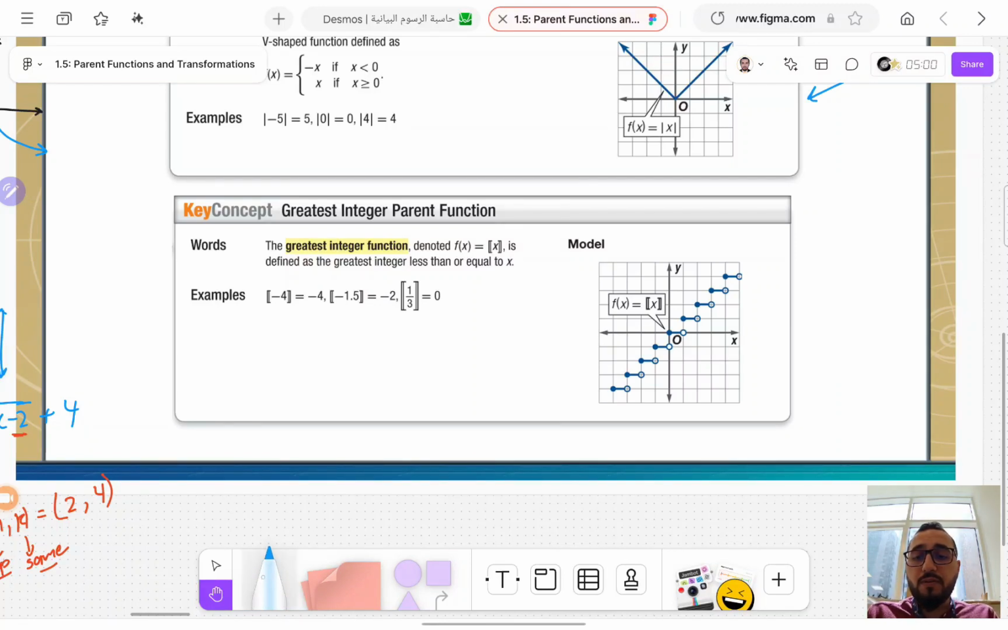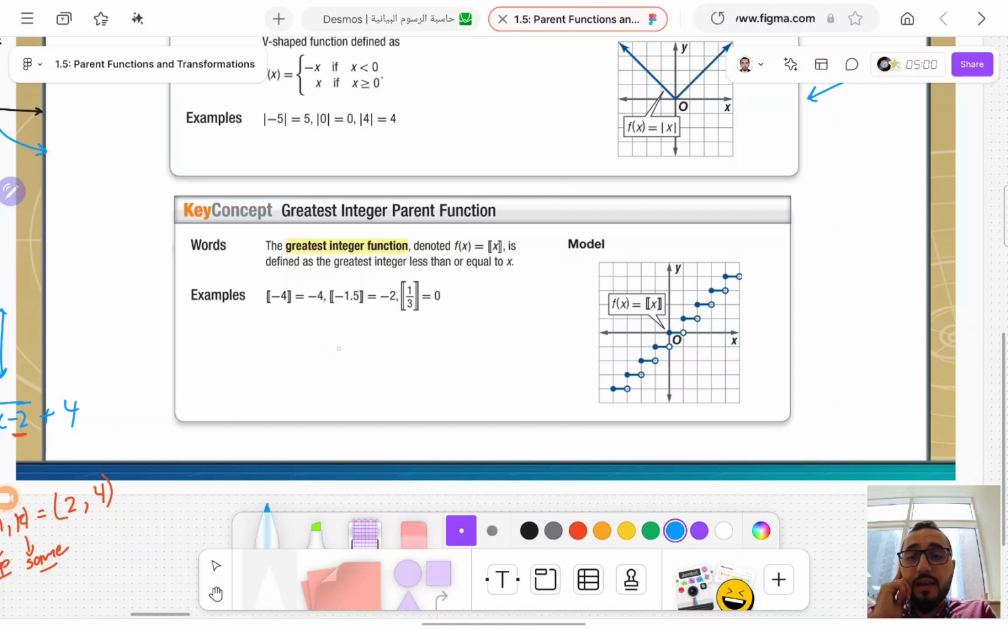So the step function is always like this one here. Let's make it bigger. Okay, so this one is the step function. f of x is a step function. What does the step function mean? We also call it the greatest integer function.